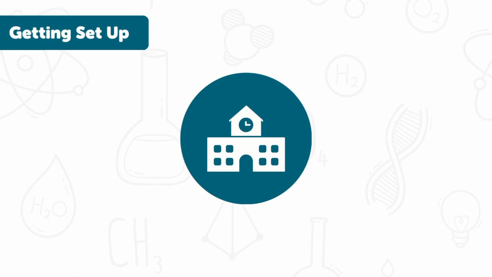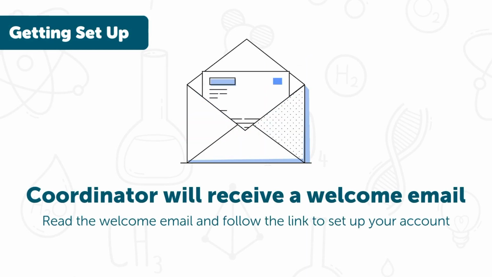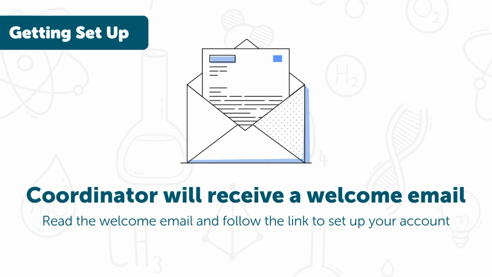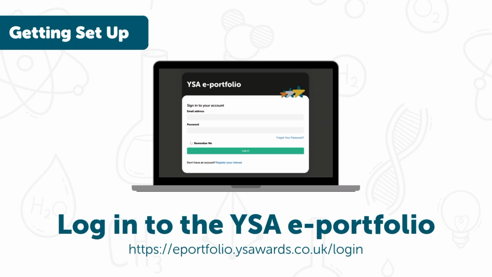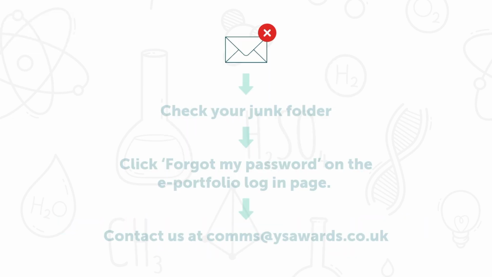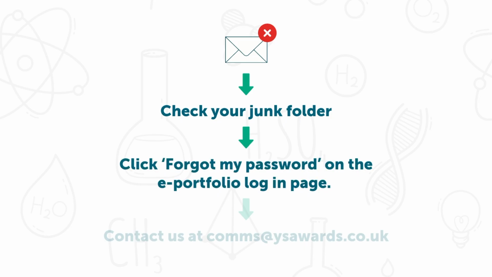Once the school or college has been registered for the award, the coordinator will receive a welcome email. Open the email and follow the link to set up your account. You will then be able to log in to the YSA ePortfolio. If you have not received your email, check your junk folder first, as it could be automatically filtered out. If you can't find it, go to the Youth STEM Award website, click to log in and select Forgot My Password. This will automatically resend the welcome email. If it still hasn't arrived, contact us by email.